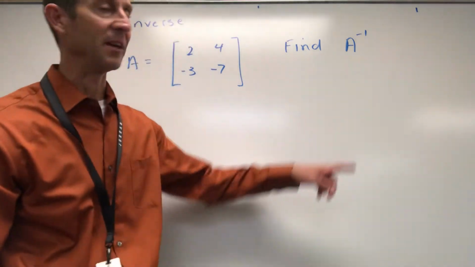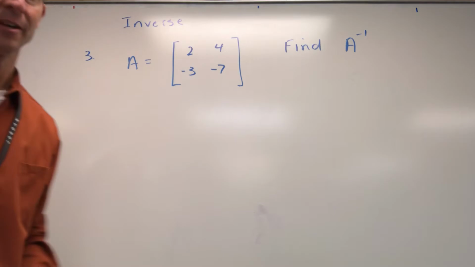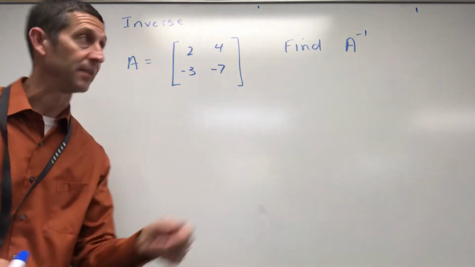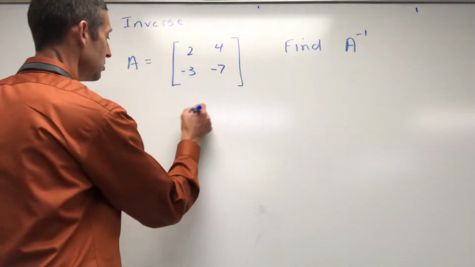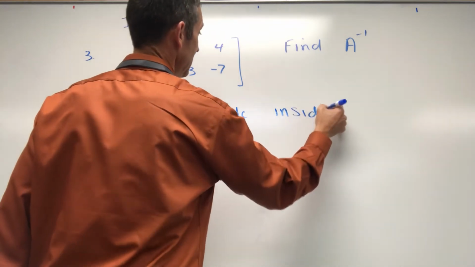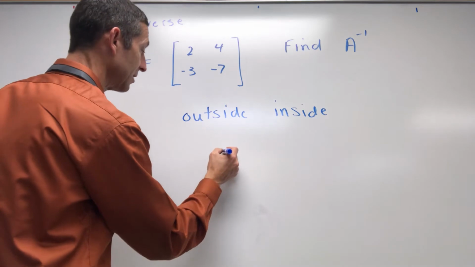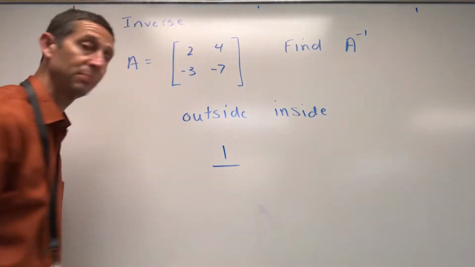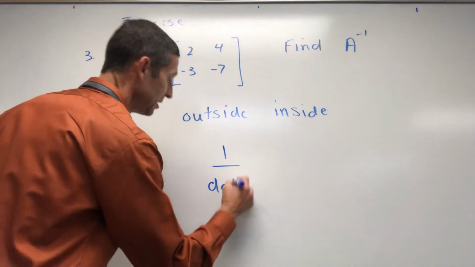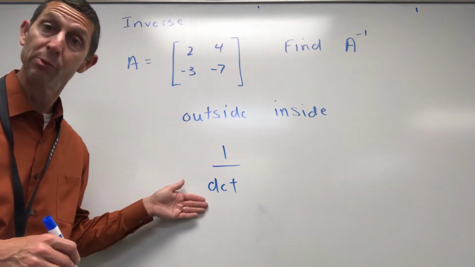So we'll bring in the fancy negative 1 right there to indicate it's the inverse matrix. All right, your inverse has 2 parts. It's got an outside and it's got an inside. So for the inverse, you got to build the 2 parts. The outside is a fraction. There's always a 1 on top. The bottom is the determinant. So the outside is made up of a fraction. 1 on top, determinant on bottom.